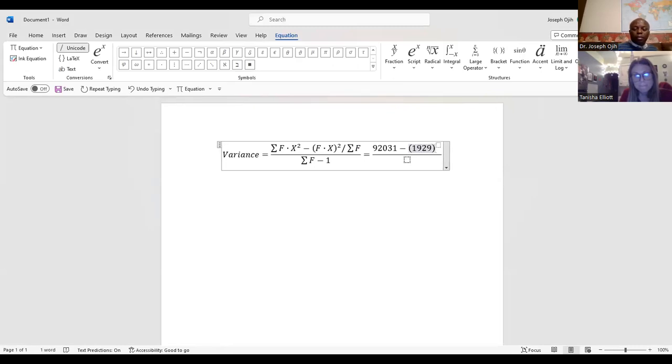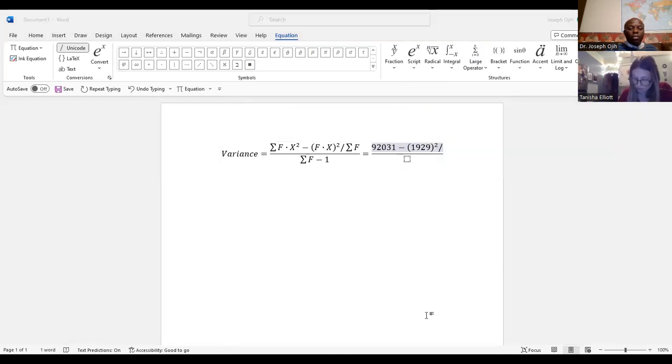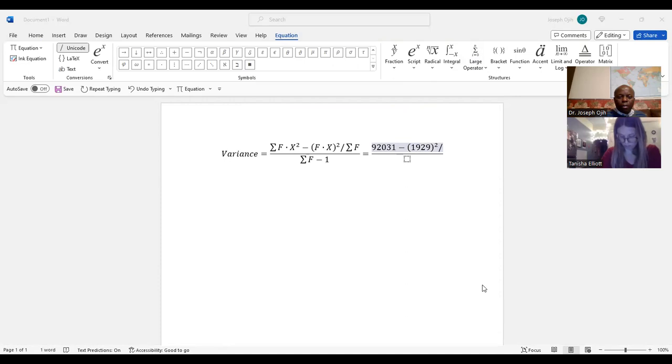divided by the sum of the frequency, which is, as you know, 45. Yes, 45, right?